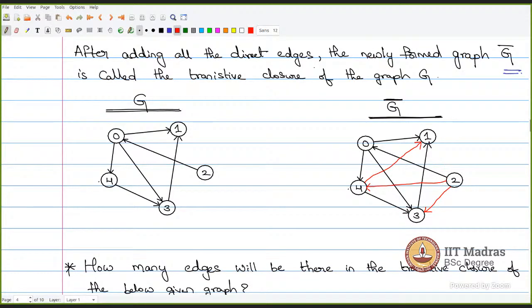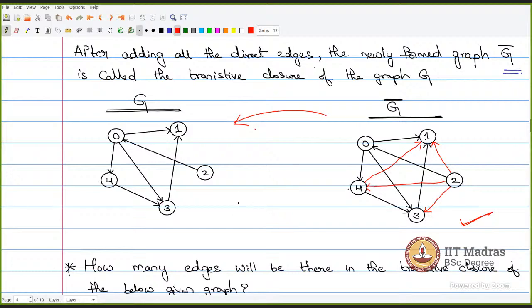Similarly, from 2 to 1 also there is a path. So there is a reachability from 2 to 1. So 2 to 0, 0 to 1. So I should add a direct edge from 2 to 1. So I guess we can add only these 4. Correct? Yeah, correct. So this particular graph becomes the transitive closure, including these red edges. This particular graph becomes the transitive closure of this particular graph G. So this is the transitive closure of this graph G.